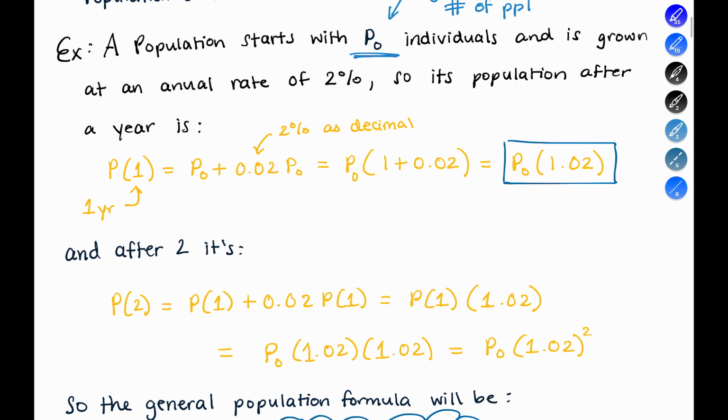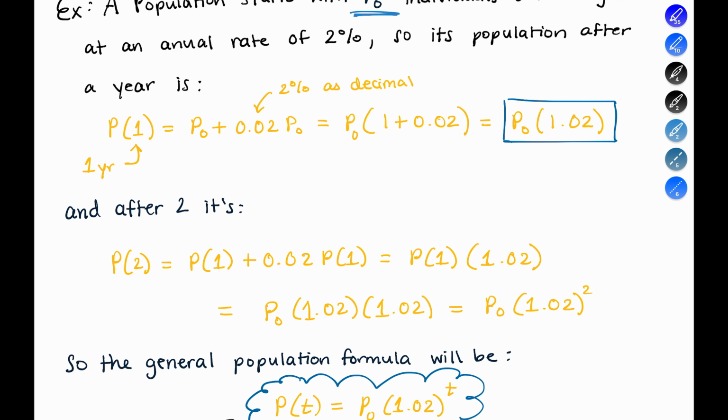After 2 years, P2 is equal to P1 plus 0.02 times P1, and then we can factor out the P1 and we'll get P1 times 1.02. And as we found earlier, P1 was equal to P0 times 1.02. So when we substitute that in, we get P0 times 1.02 times another 1.02, which is P0 times 1.02 squared.